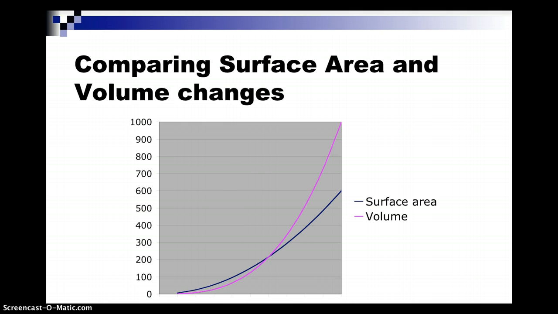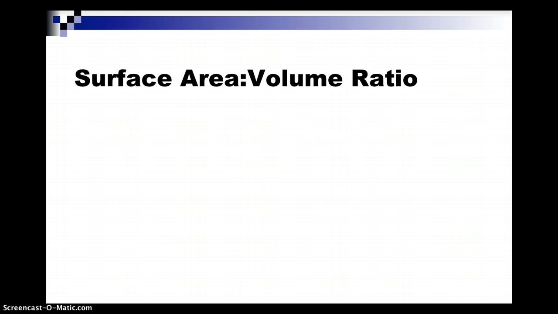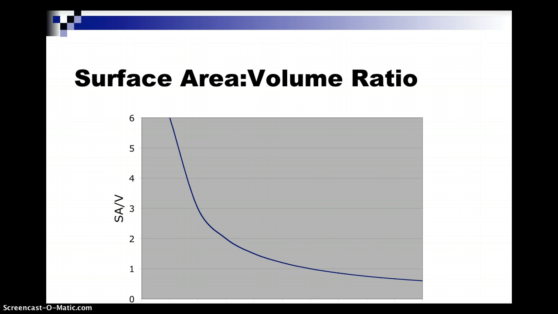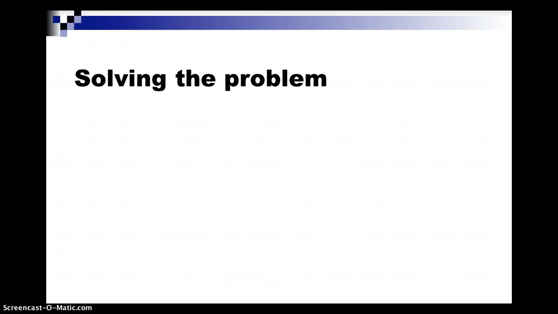As you can see here, volume is in pink, and it increases at a faster rate than surface area. So if we were going to compare this ratio, surface area divided by volume, you would see that as the size of the cell gets larger and larger, this ratio gets smaller and smaller. So why is that a problem?